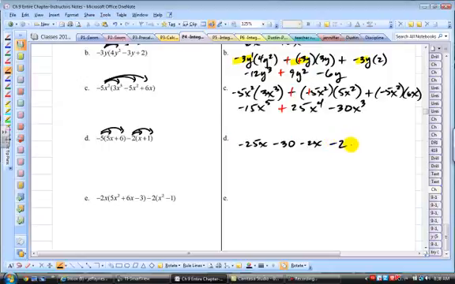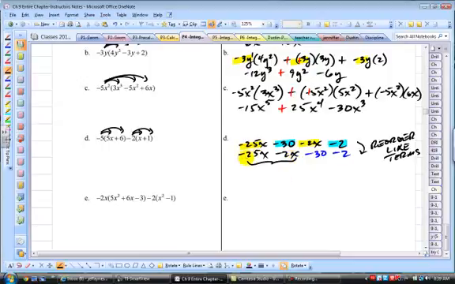And you have to reorder. Okay, so I've got to reorder the like terms. So I see a negative 25x minus the 2x. And then I also see a minus 30 and a minus 2. So minus 30 minus 2. So I just reordered there. Reorder like terms. And then what you want to do is you want to combine.